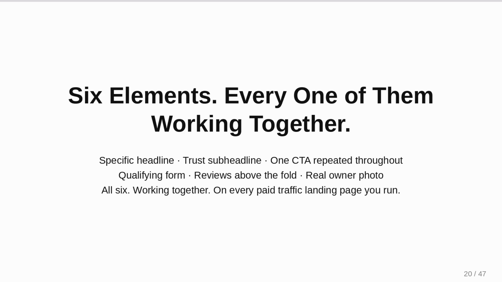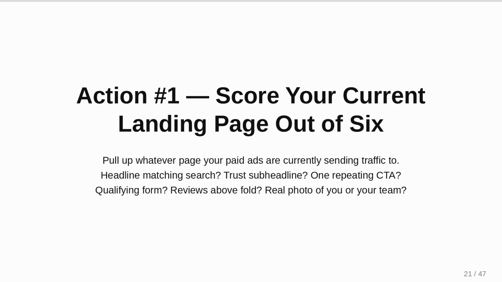That single element, a real professional photo of the owner or the team, consistently improves conversion rates on contractor landing pages. 6 elements. Every one of them working together to take a homeowner from clicked your ad to filled out the form. Pull up whatever page your paid ads are currently sending traffic to and score it out of 6.